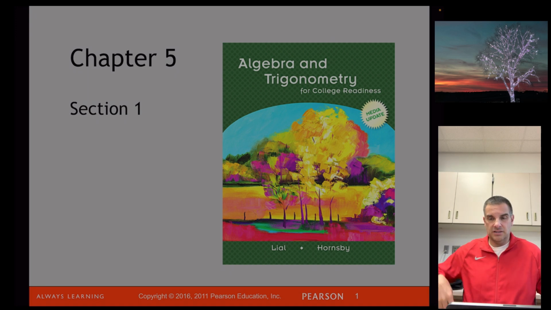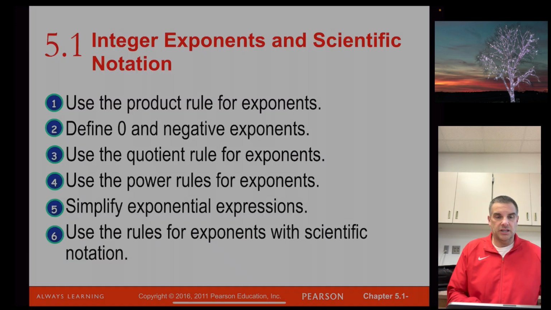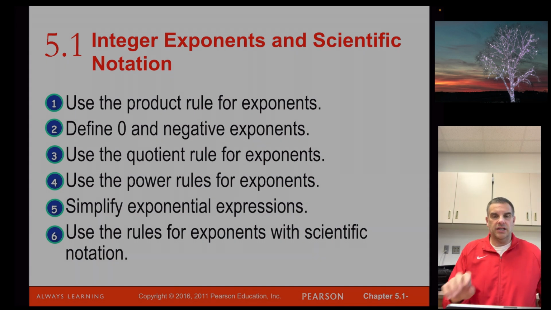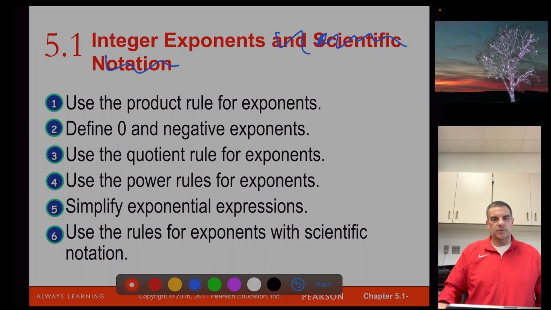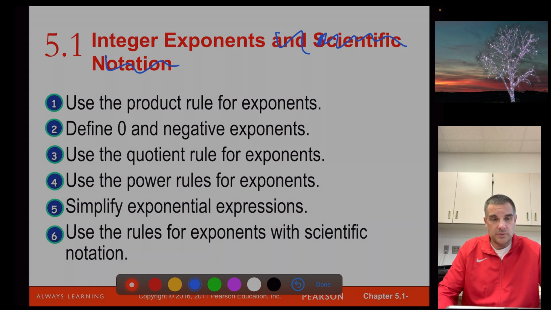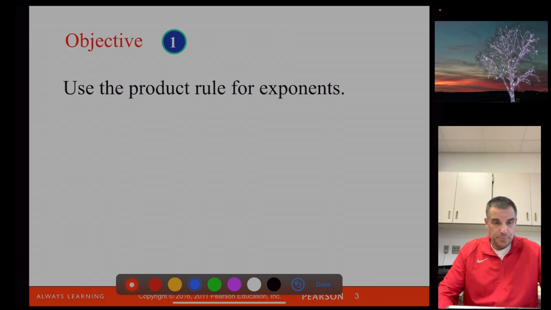So we're going to start out today looking at integer exponents, and we're going to skip the scientific notation piece of it today. We're just going to use the product rule, define zero and negative exponents, quotient rule, power rules, and simplify expressions. Those are the 5 things that we've got for our 20-minute lesson today. We'll attempt to keep it underneath 20 minutes, as we always kind of do.